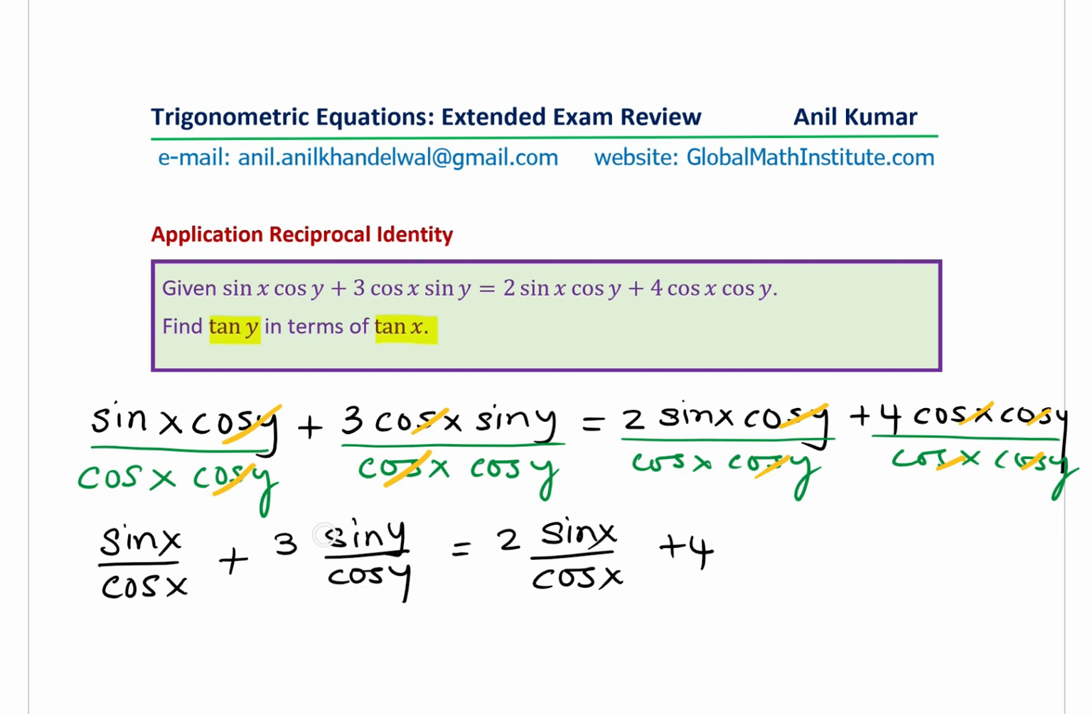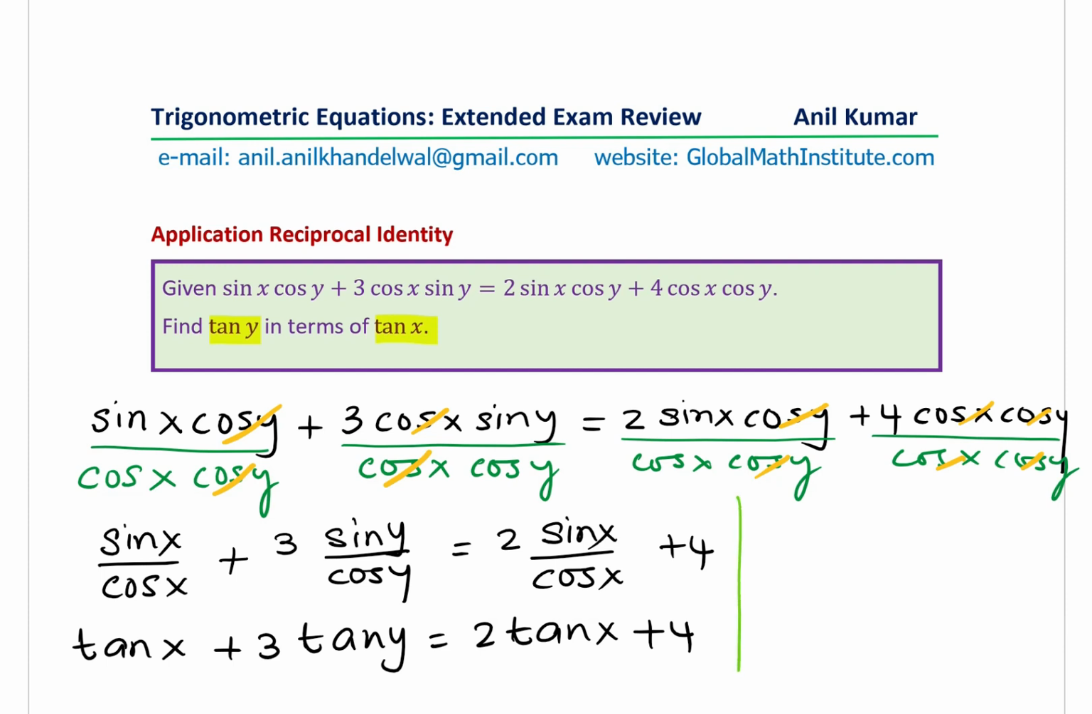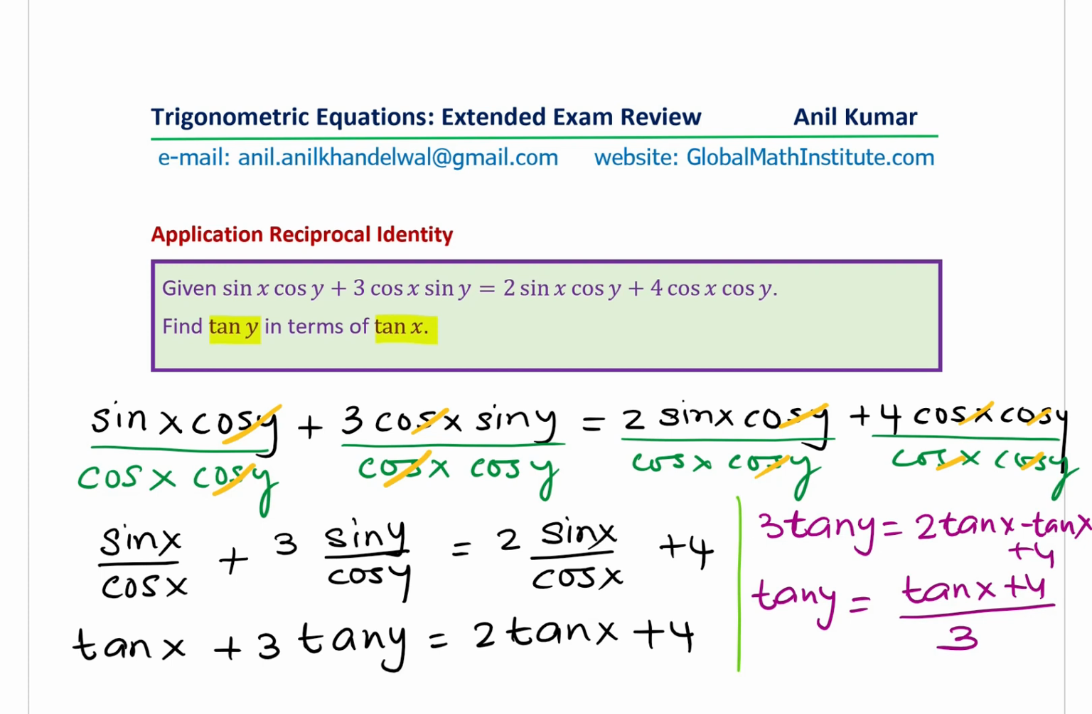So we could isolate this sin y over cos y, correct? So writing them in tan, we get tan x plus 3 tan y equals to 2 tan x plus 4. And now we can isolate tan y, and we can write down 3 tan y as equal to, taking tan x to the right side, 2 tan x minus tan x plus 4. So we get, that is tan x itself. So we get tan y equals to tan x plus 4 divided by 3. Correct? So that is how you could write down tan y in terms of tan x. So that's the solution for the very first one.